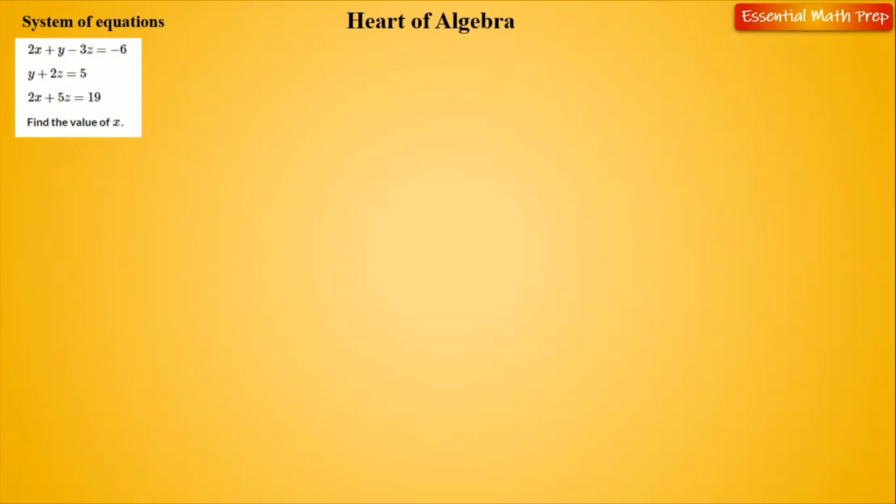Let's get started. In the first problem, if you notice, you're given three expressions and you're asked to determine the numerical value of x, right? So let's go ahead and write those expressions first. So 2x plus y minus 3 equals -6. Y plus 2z equals 5, 2x plus 5z equals 19. Let's call these expressions 1, 2, and 3 respectively.